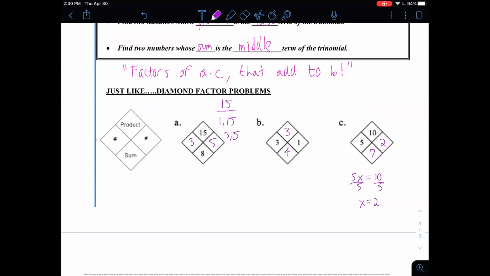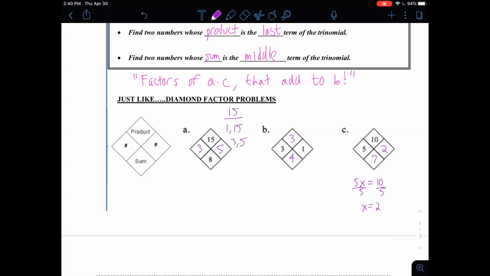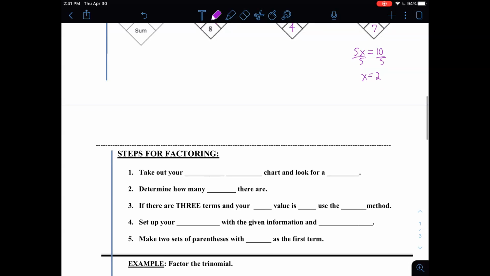Okay, so those diamond problems were important, and hopefully those are making sense. And if you're still struggling, you're going to need to use that factor flow chart. You're also going to need to use the factor and multiple chart, if you're having trouble figuring out what factors go into things. If you just look at 15, 1 and 15 are on there, 3 and 5 are on there. That's going to help you remember which ones go together.